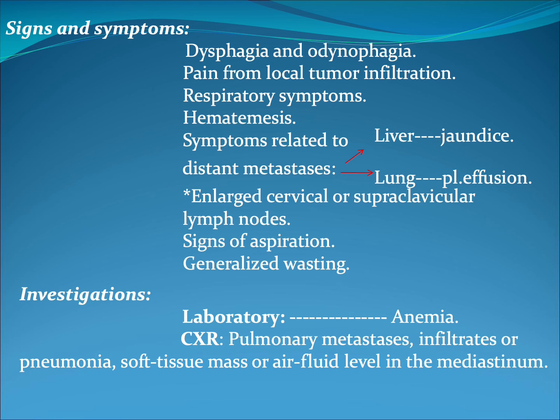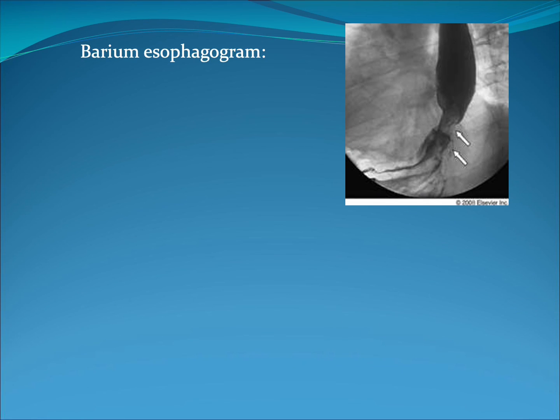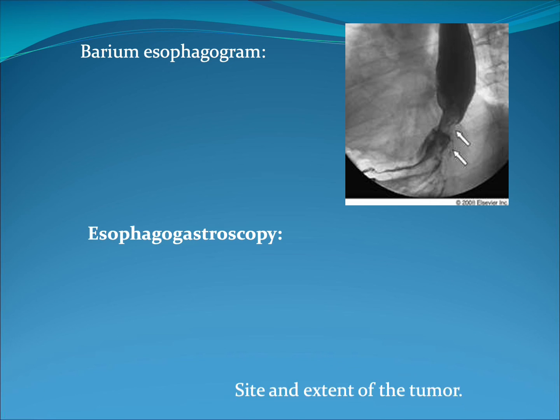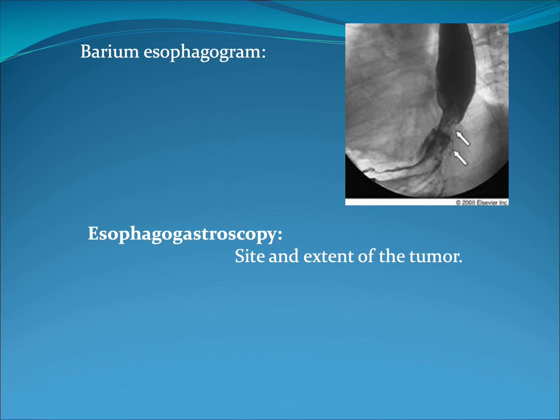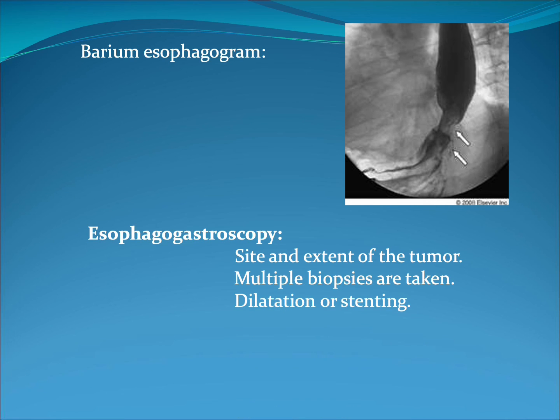If there's a large tumor, it can appear as a soft tissue mass with an air fluid level in the posterior mediastinum. With a barium swallow, which is an initial assessment, you can see shouldering of the lesion, so there's a stricture here. Endoscopy allows us to see the site and extent of the tumor and take multiple biopsies to confirm the diagnosis.